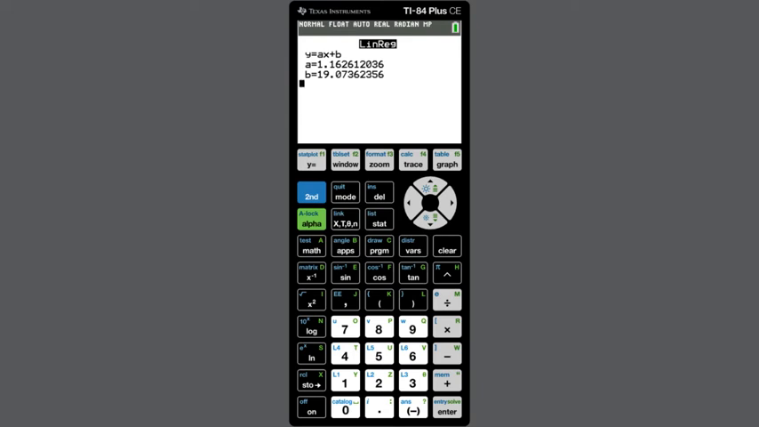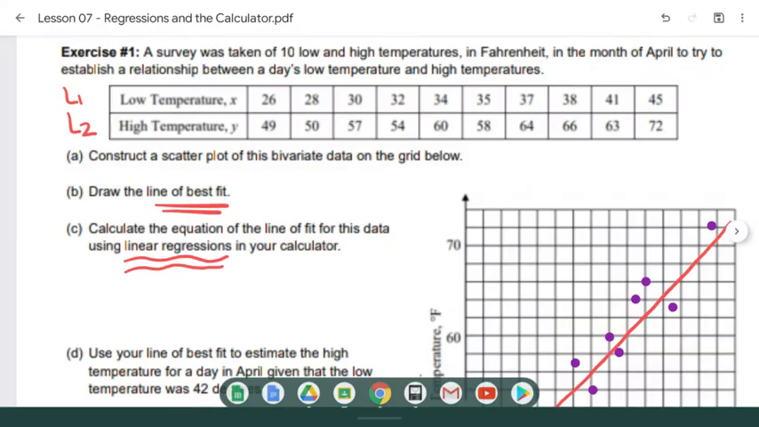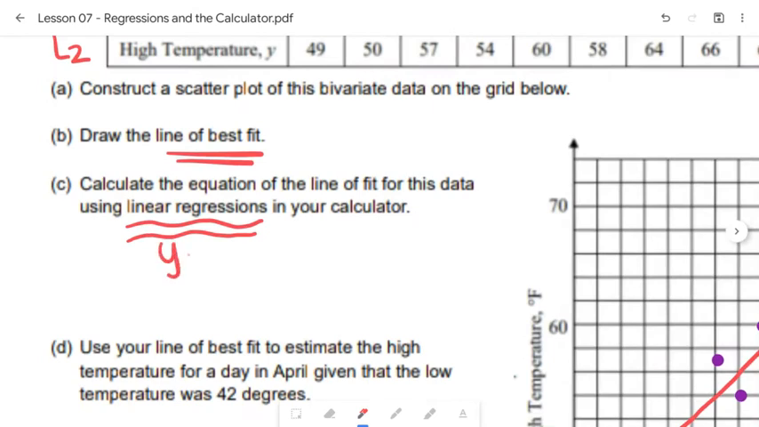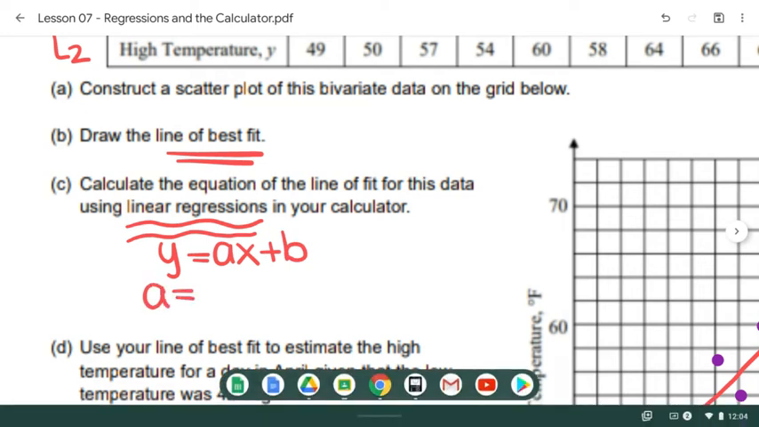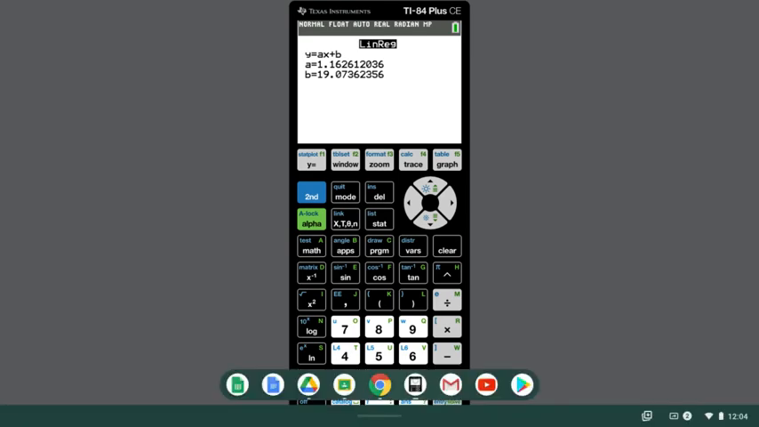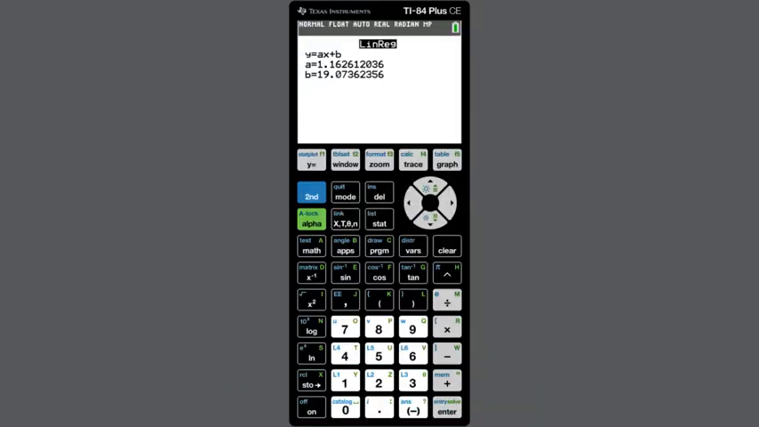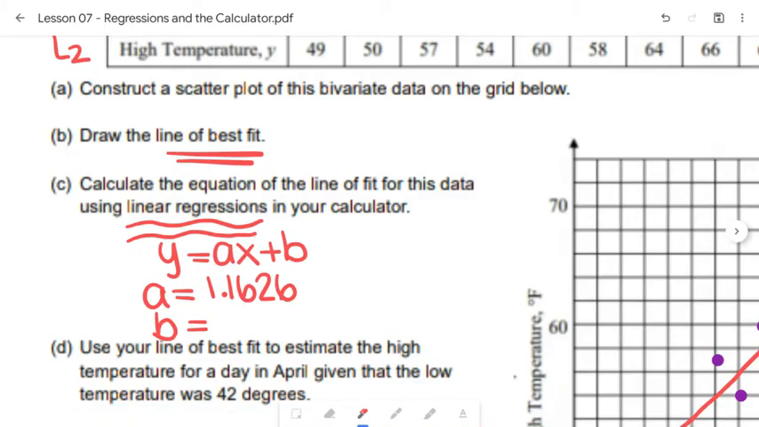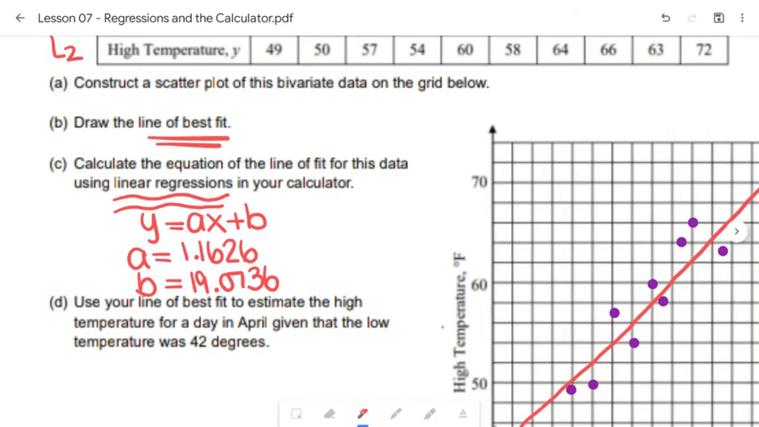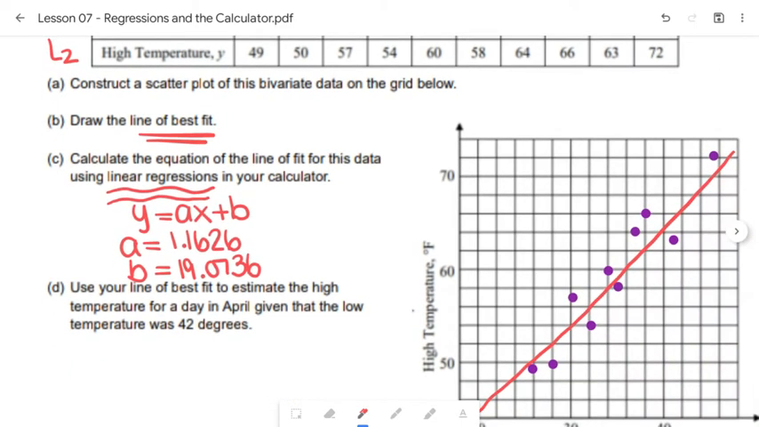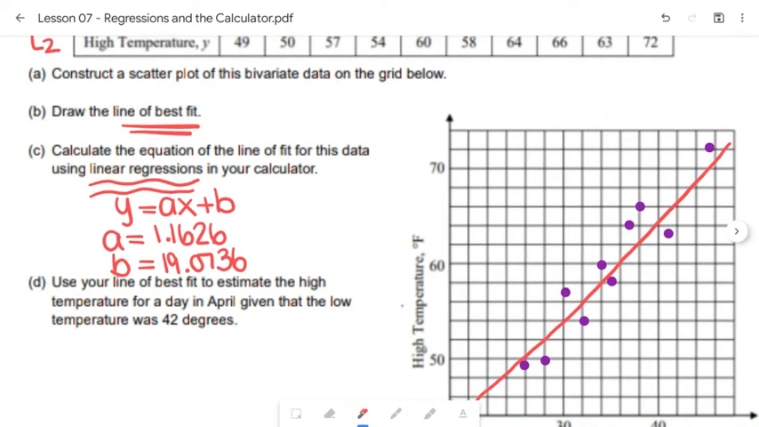And it even gives me y equals ax plus b at the start there. So we know linear. And if you wrote mx plus b, that's fine. I'm just going with what the calculator gave us. A is giving me the value of 1.1626. And it gives us a value for b as 19.0736. So I'm going to just put this all together. Now, it didn't give me a place to round to, so I'm just going to round to the nearest hundredth for this one.